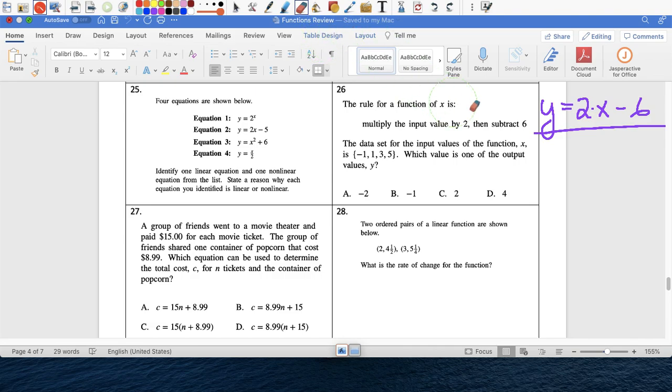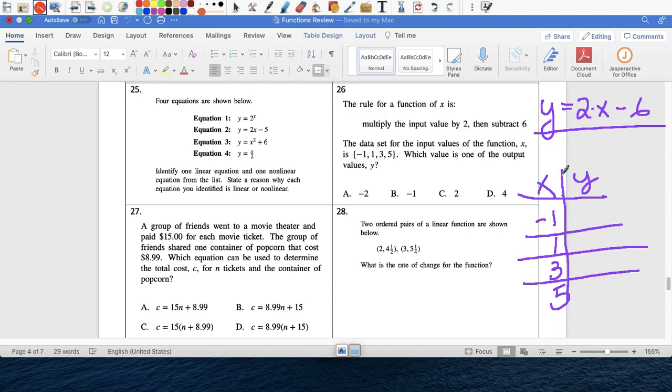The data set for the input values of x equals -1, 1, 3, 5. What value is one of the output values? So they're basically saying, hey, what happens when I plug these numbers in? So here's my x. I'm going to plug in -1, 1, 3, and 5. What are my outputs? When I plug in -1, what would y be? 2 times -1 is -2, minus 6, -8. Let's do 1. 2 times 1 is 2, minus 6, -4. Let's put in 3. 2 times 3 is 6, minus 6 is 0. And let's plug in 5. 2 times 5 is 10, minus 6 is 4.